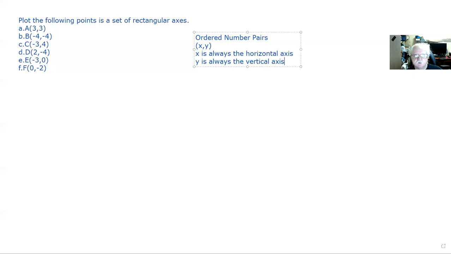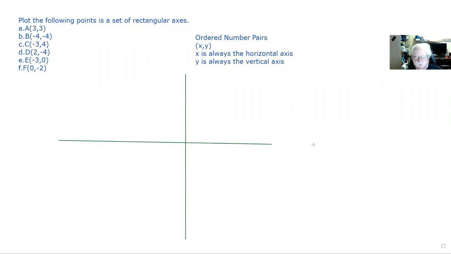So let's take a look at our grid or coordinate system. We're going to have two axes. And this one over here is always going to be the x-axis. And this one is always going to be the y-axis. And depending on the numbers we're dealing with, we have to create some kind of a scale down here. But we can see we're not dealing with large numbers.